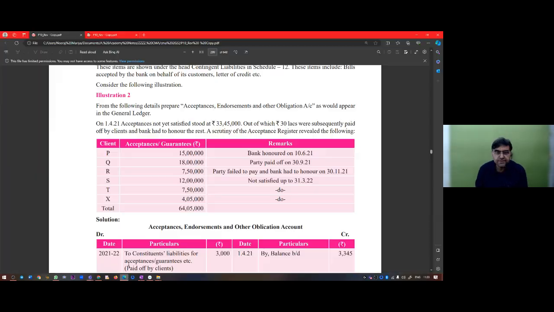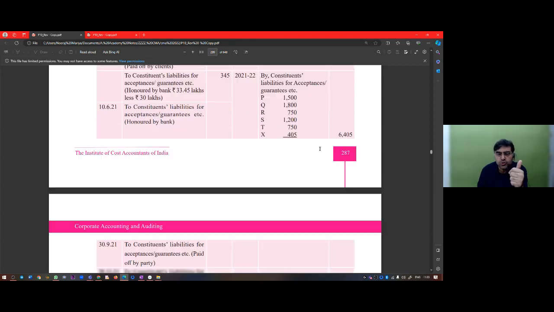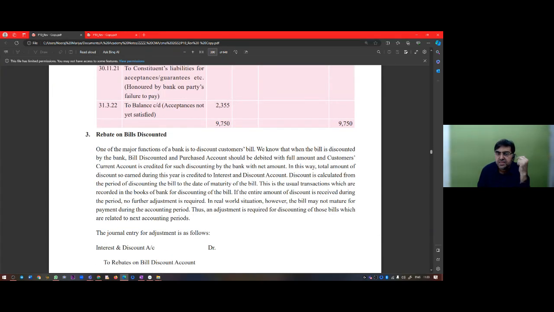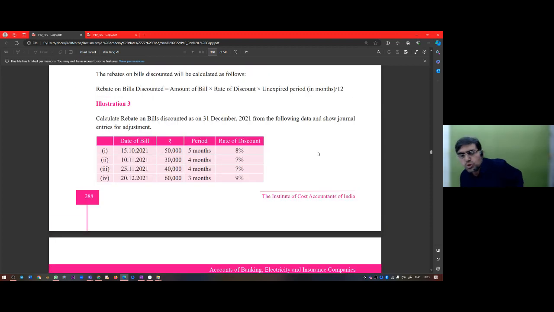Continuing further, we have done illustration 1, we have done illustration 2. It's the same answer. Now the next question is rebate on bill discounted.